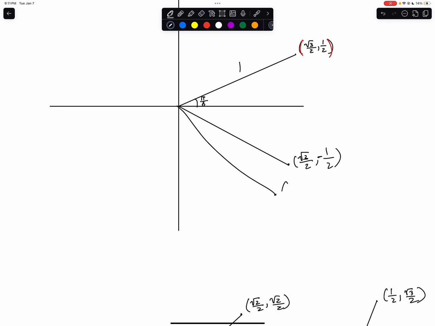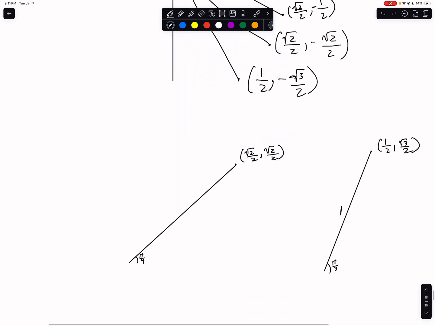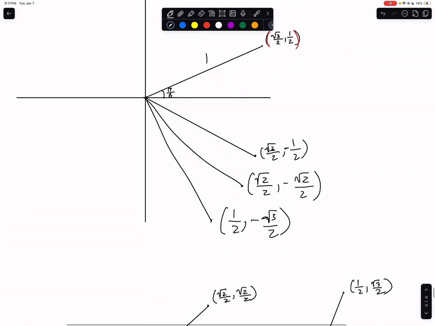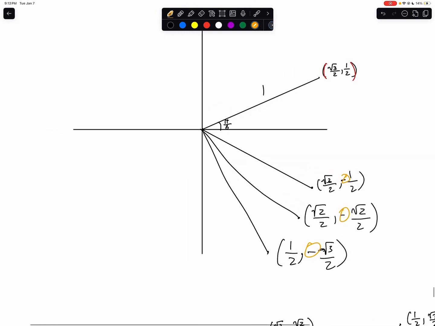So this holds true for this one, which is root 2 over 2, comma, negative root 2 over 2, because only that vertical is changing. And same thing here, pi over 6: 1/2 positive, comma, negative square root of 3 over 2. Hopefully I got that right. Yes, 1/2, comma, negative square root of 3 over 2. So for our vertical, just think about the sign change. That's all that happened, because of reflection. Okay? So similar logic here.